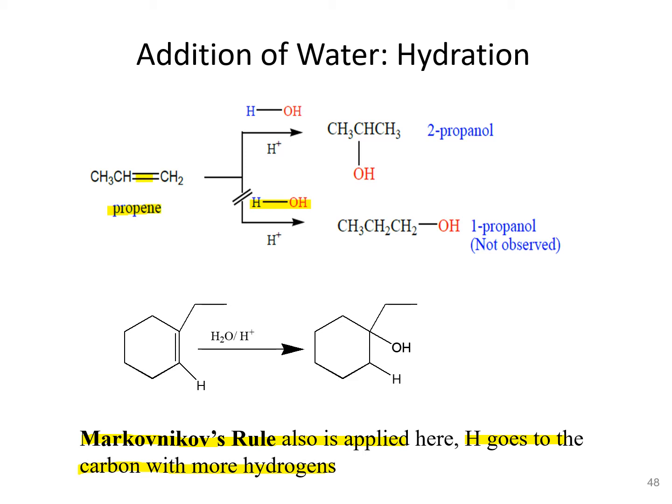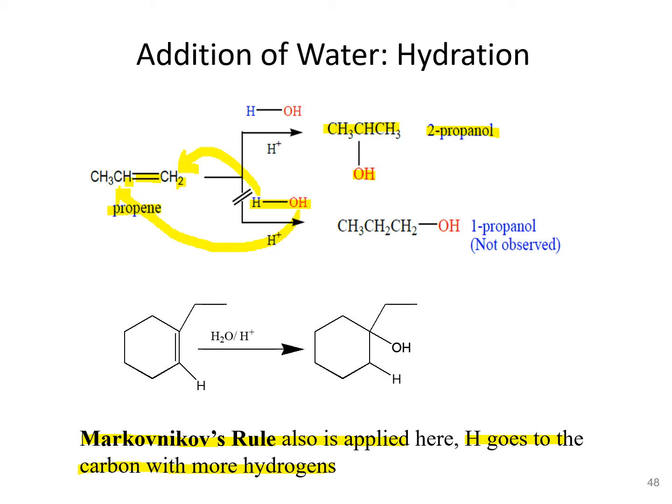So when we look at this double bond, the carbon on the right side has got two hydrogens, whereas the one on the left has only one. So according to Markovnikov's rule, the hydrogen of water will be added to the carbon that has got more hydrogens already present, and the hydroxyl group will go to the other carbon. So this will result in this product at the top, which is known as 2-propanol, in which the hydroxyl group is attached to the second carbon.